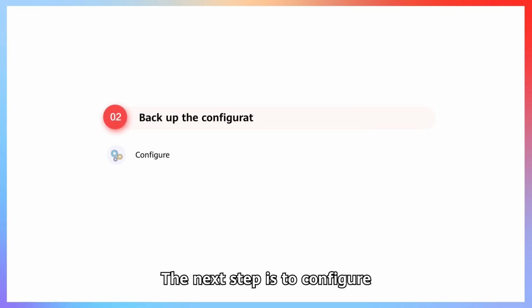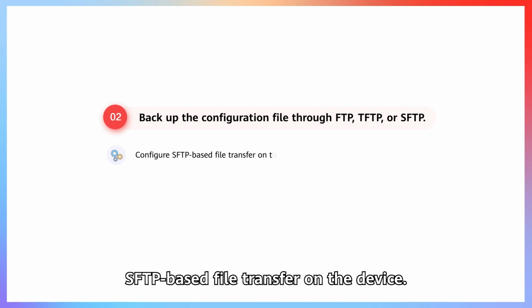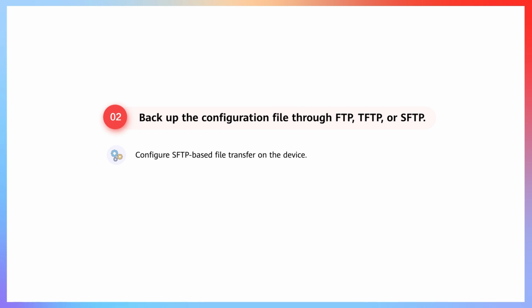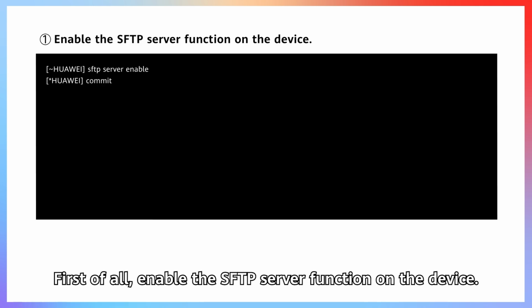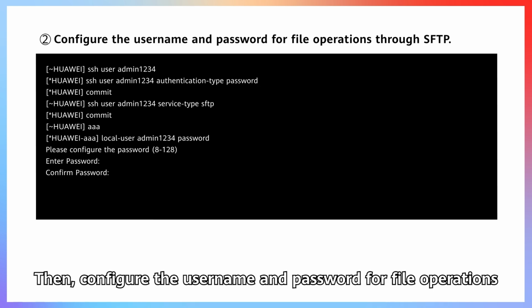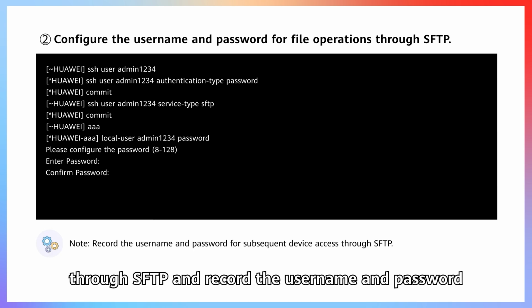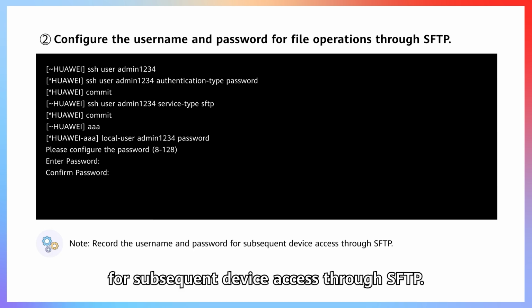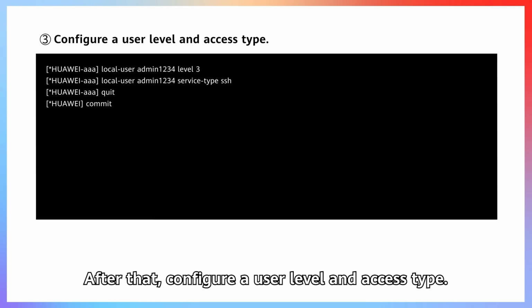The next step is to configure SFTP-based file transfer on the device. First of all, enable the SFTP server function on the device. Then, configure the username and password for file operations through SFTP and record the username and password for subsequent device access through SFTP. After that, configure a user level and access type.